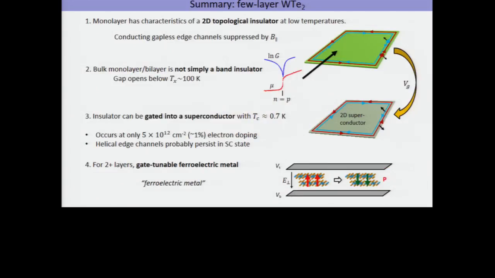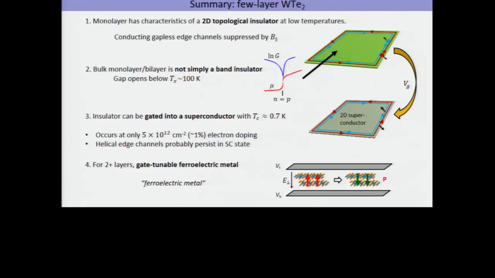So here's my summary. These are the 4 faces of WTe2, thin WTe2 that I told you about. Quantum spin Hall behavior, strange behavior of the insulating state in the bulk. You can gate it to a superconductor, and it's ferroelectric. So a fairly modest list of results for first measurements on the first ever two-dimensional semimetal. I hope you agree with me that it's pretty exciting.